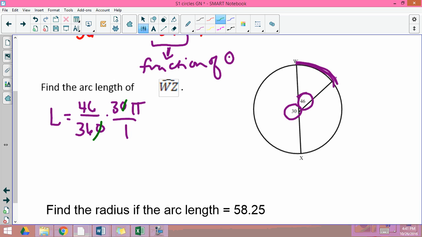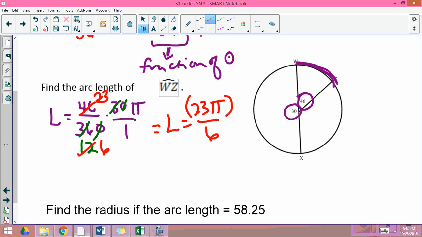Now we can go ahead and use our algebra skills. Anything with a 0, 0 and 0 cancel. That's a factor of 10. 3 and 36 are going to cancel, leaving 12. 46 and 12 have a common factor of 2, 23 and 6. So when it's all said and done, my arc length is 23 pi over 6. You can leave it as that exact answer, or you could go to your calculator, take 23 times pi, hit equal, then divide by 6. Just be sure that you get these multiplied together before you do the division.